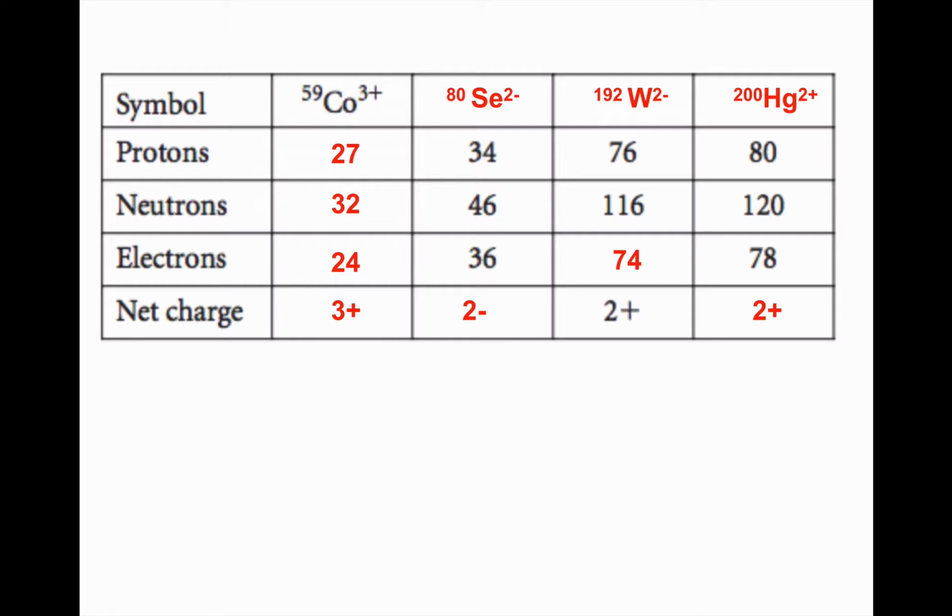Since there's a +3 charge, there's an imbalance between positive charges and negative charges. You've got more positives than negatives. So 27 protons, you'd have to have 3 fewer electrons to give you a +3 charge. And that's the way you would fill in the rest of these.